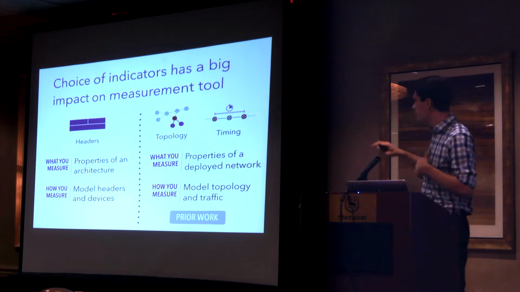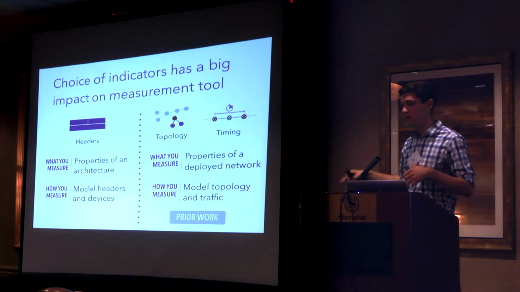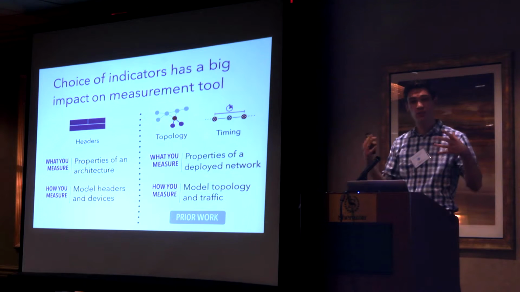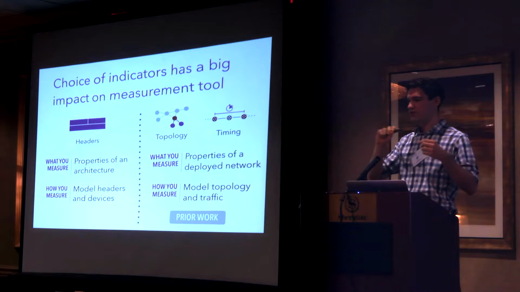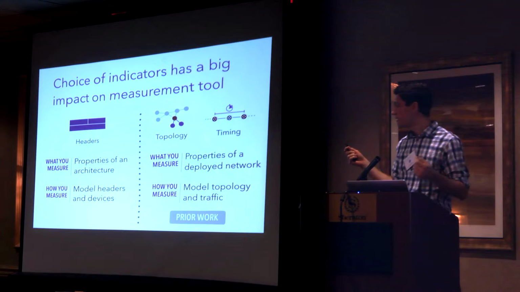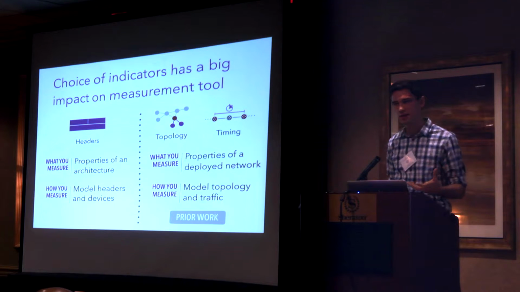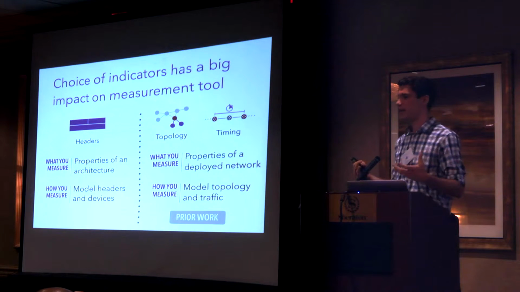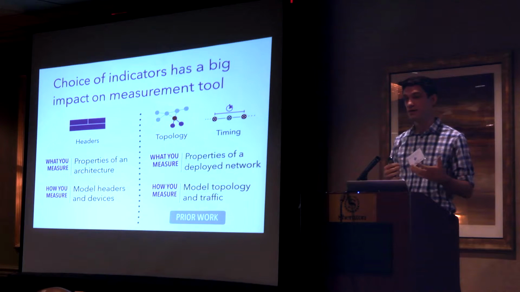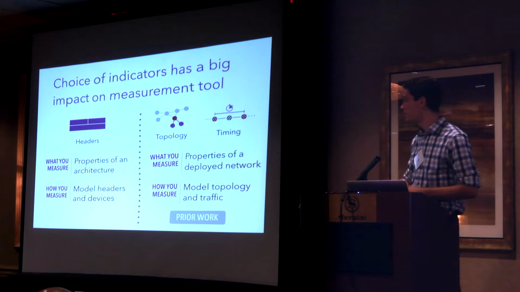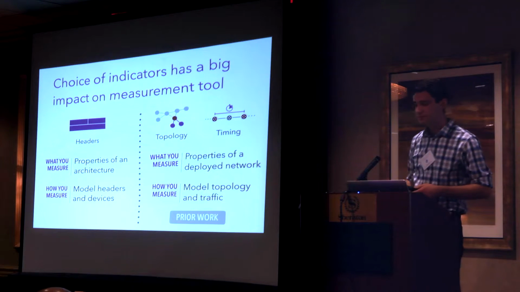Now, it turns out that a lot of previous work in privacy measurement, like these metrics that are based on, say, the entropy in the distribution in the anonymity set, are on the topology and timing side. And that's not necessarily surprising, right? Because a lot of these tools were designed to analyze Tor, and Tor is designed to make headers meaningless anyway, and so you're only left with topology and timing.